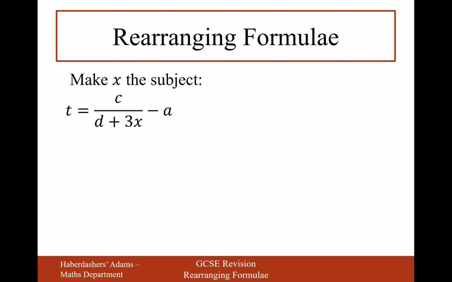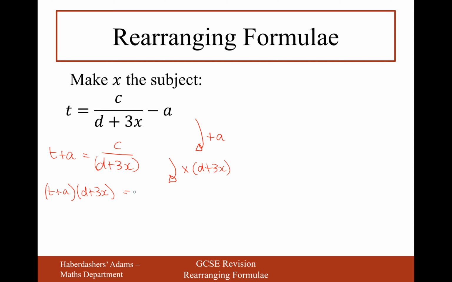Okay, so in this question here, we need to sort out the thing on the side of the fraction first. So the first thing I'll do here is add a. So I'm going to get t plus a equals c over d plus 3x. The next thing I'll do is I'll treat this thing on the denominator here as if it's in brackets and multiply it onto the other side. So multiplied by d plus 3x. So I'm going to get now, and this thing needs to be in brackets as well if I'm multiplying all of this, t plus a times d plus 3x equals c.